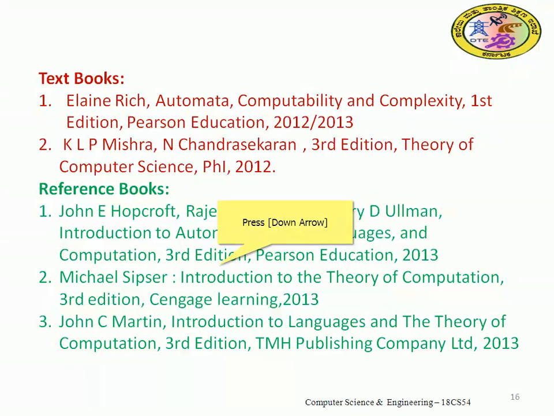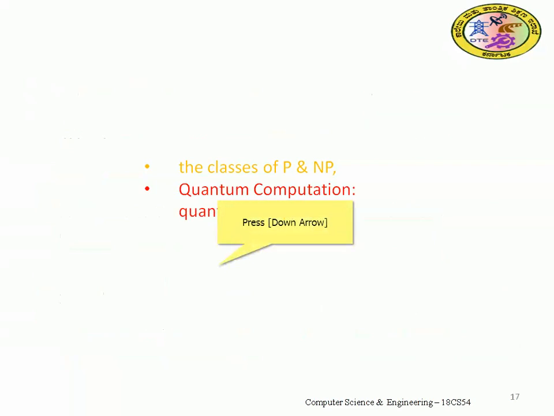This material can be obtained from Lewis and Papadimitriou, Automata, Computability and Complexity, Pearson Education, and material drawn from Misra and Chandrasekharan, Theory of Computation, Prentice Hall of India. There are also other books: Motwani, Ullman and Hopcroft, Introduction to Automata Theory, Languages and Computation, third edition, Pearson Education. Michael Sipser also provides a reference book, Introduction to the Theory of Computation, third edition, Cengage Learning. John C. Martin, Introduction to Languages and the Theory of Computation, third edition, Tata McGraw Hill. Magazines, papers and the internet also help us collect more material, right? So these are some reference books and textbooks.